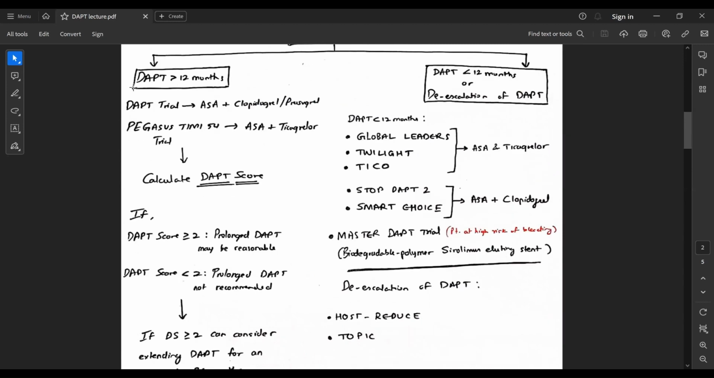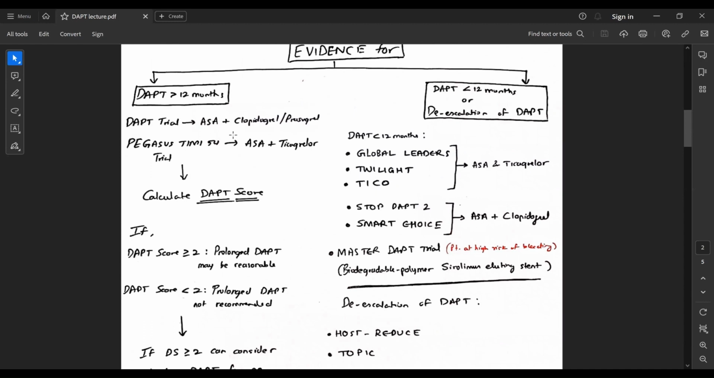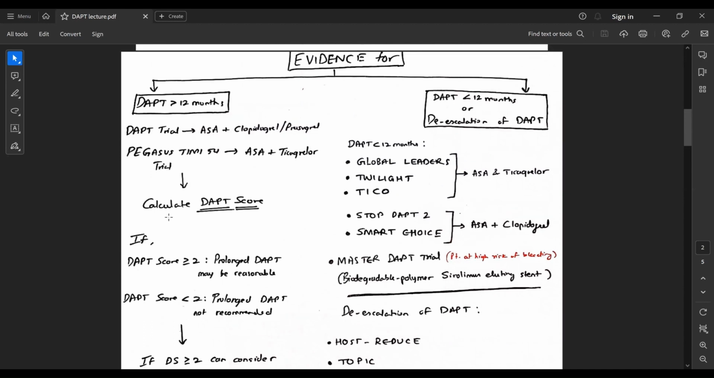Now, let's start with dual antiplatelet DAPT for more than 12 months. What is the evidence that we have? Should you continue it or not? Now, in this lecture, I'm going to keep it very brief, and I'm just going to talk in short about two trials, that is the DAPT trial and the Pegasus TIMI 54 trial.